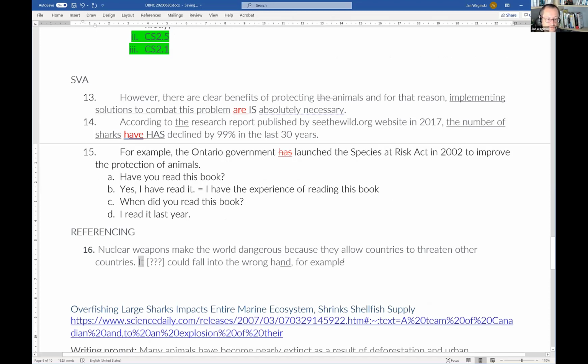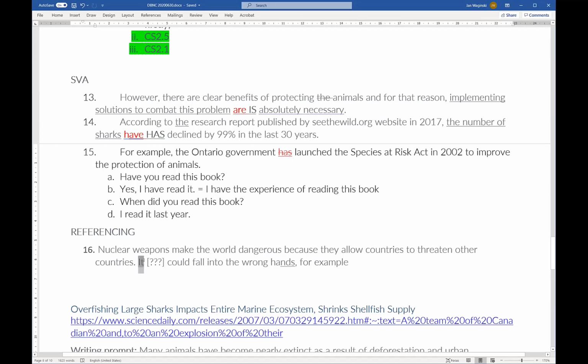This is a much better example, actually, of this problem. Nuclear weapons make the world dangerous because they allow countries to threaten other countries. It could fall into the wrong hands, for example. What is "it"? Nuclear weapon. Right, but the problem is this author used plural and "it" is singular. So this "it" doesn't match anything.